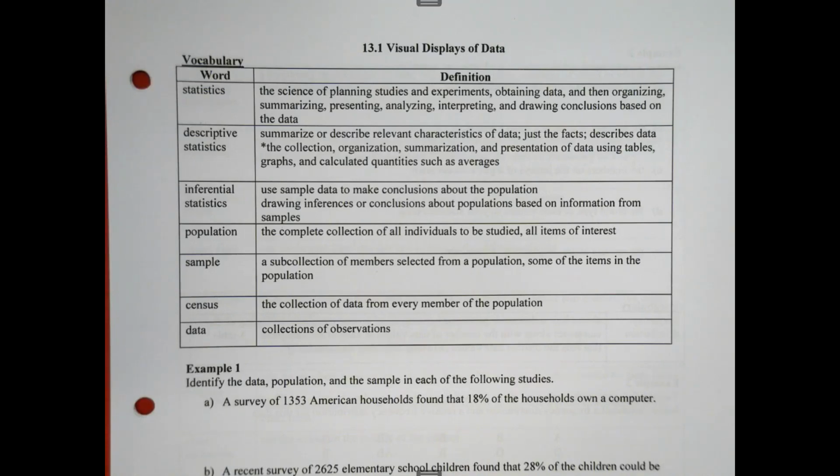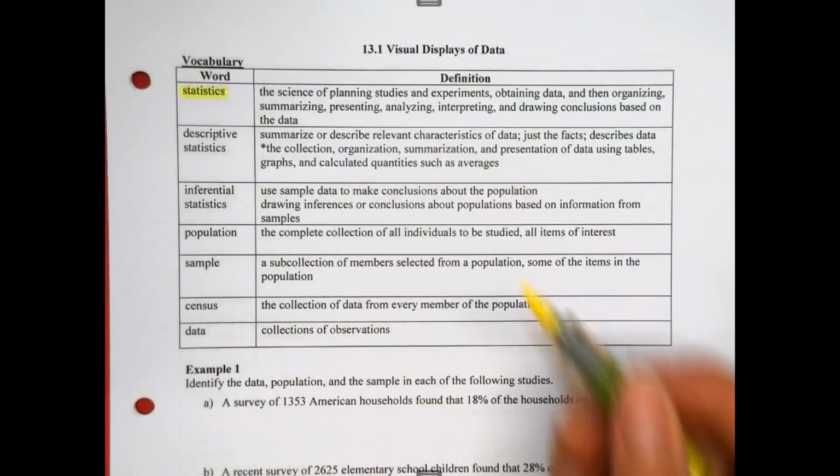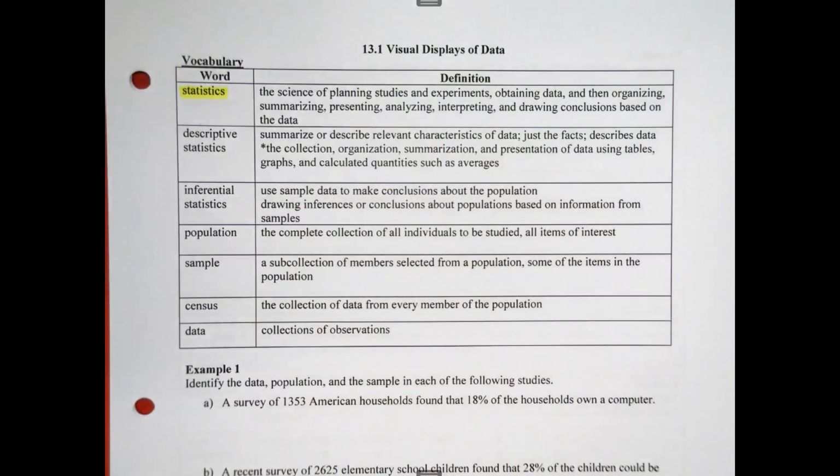Chapter 13 is going to look at various aspects of statistics. So statistics is the science of planning studies and experiments, obtaining data, and then organizing, summarizing, presenting, analyzing, interpreting, and drawing conclusions based on the data. So not only is it the process of collecting that data, but it is also what we do with the data after we have our data.